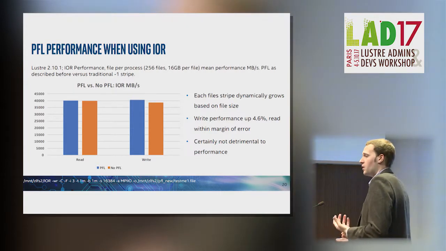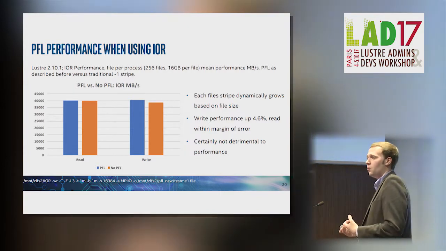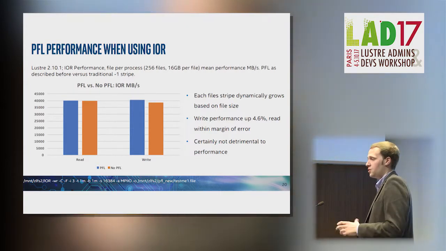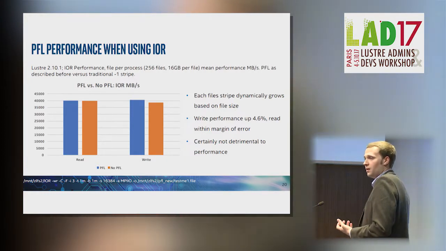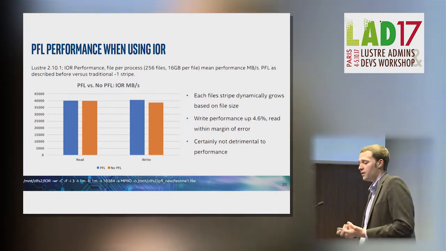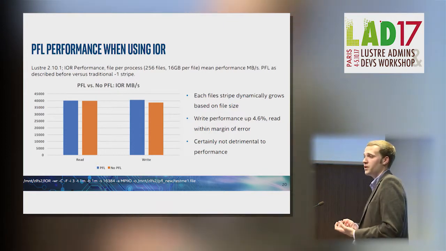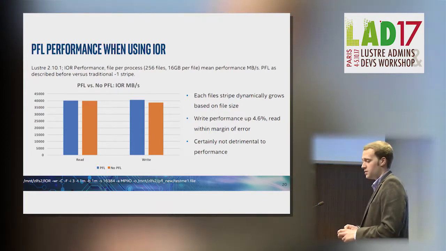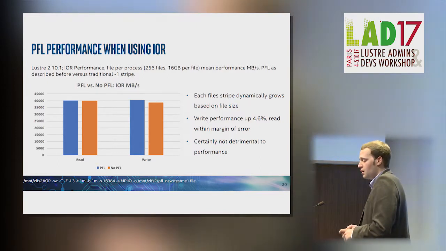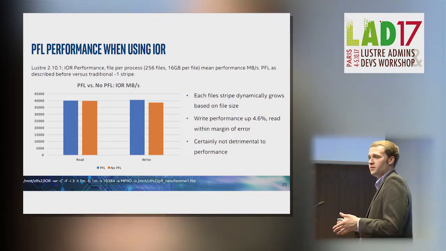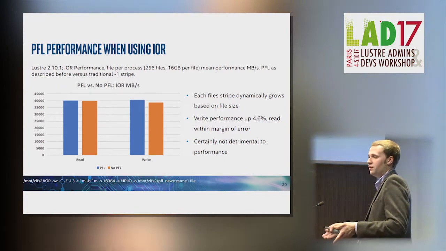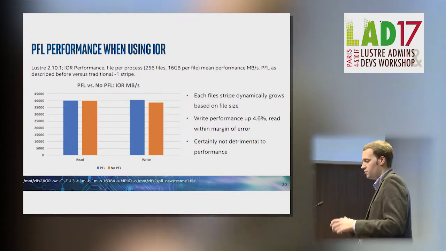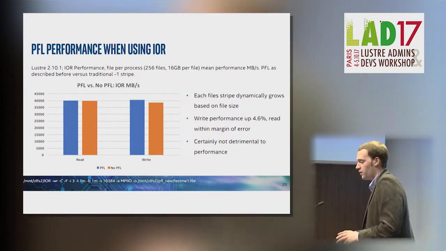So I ran IOR twice. I created 2 directories, one with a -1 stripe, so stripe all, and another one with the layout you saw before. I then used IOR with a file per process run, 256 processes, 256 files, each 16 gigabytes. So obviously as the file grows in size, it gets striped wider, so 1 meg, 4 meg, 256 meg, and as you saw before.